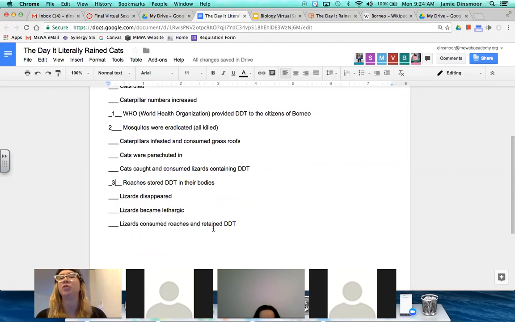Who's eating those roaches? Lizards, good. So lizards consumed those roaches. Now this is where it's a problem, right? This is called bioaccumulation of a toxin. The roaches have DDT, it's not killing them. If you're a lizard and you eat 40 roaches a day, you're taking in 40 times that toxin, right? That's going to start affecting you.